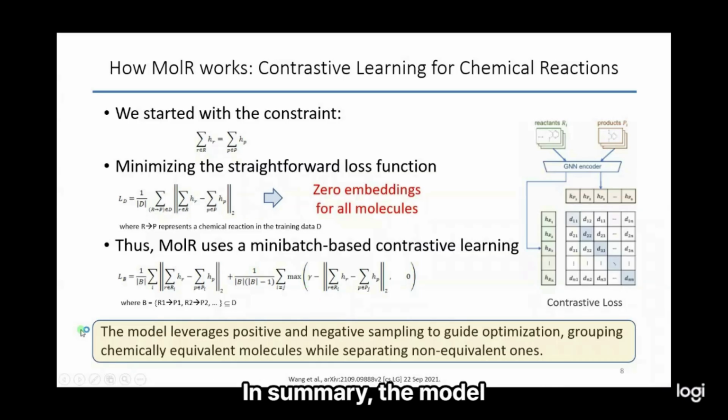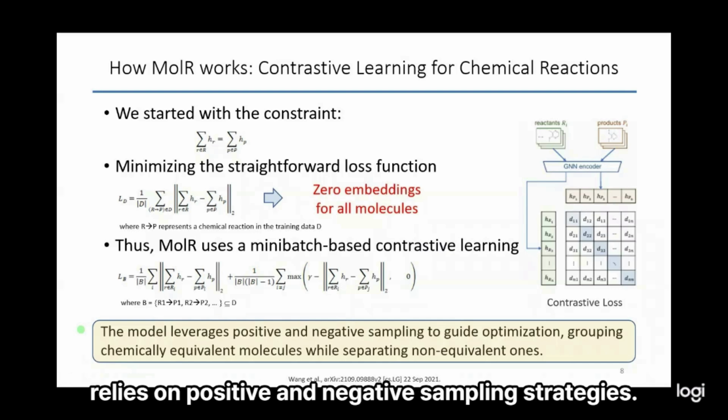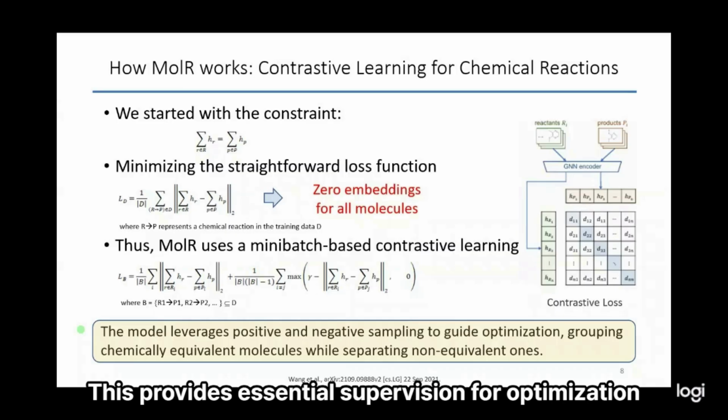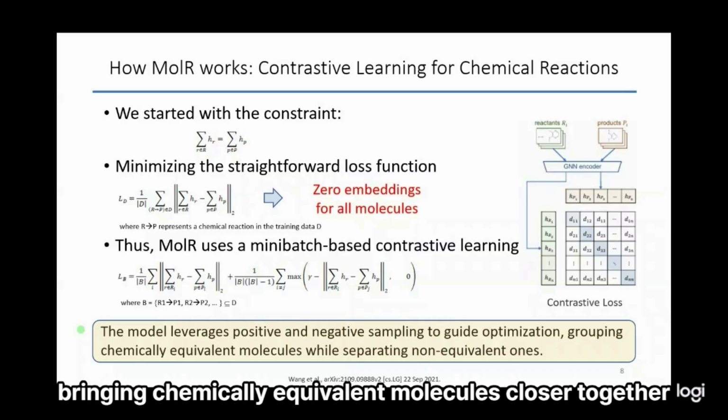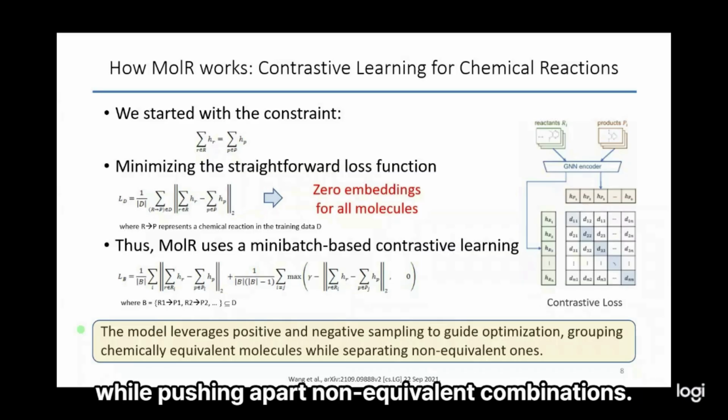In summary, the model relies on positive and negative sampling strategies. This provides essential supervision for optimization and helps structure the embedding space, bringing chemically equivalent molecules closer together while pushing apart non-equivalent combinations.